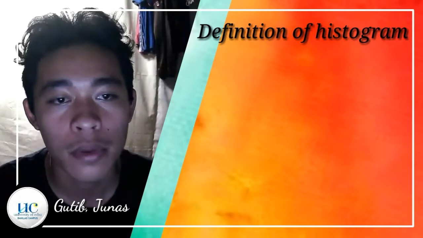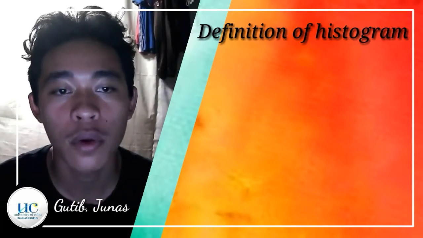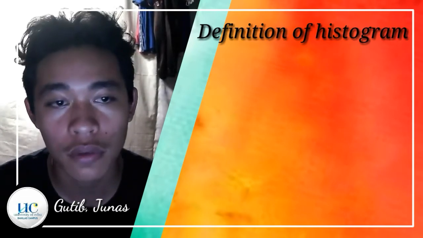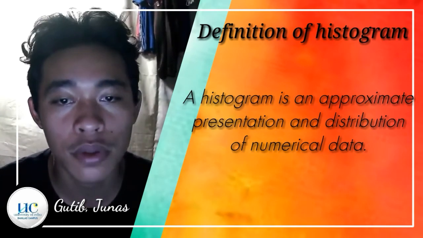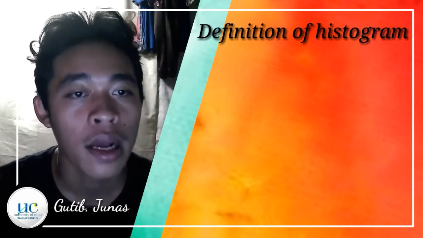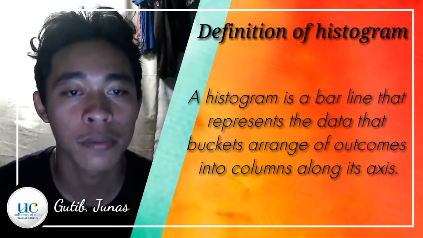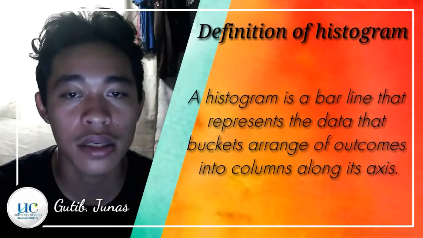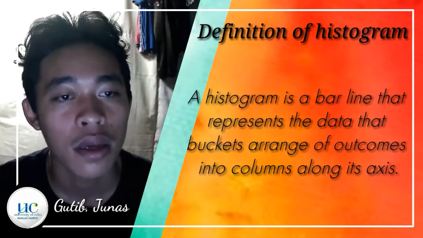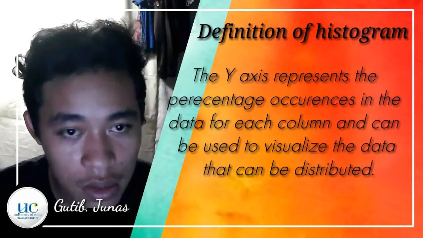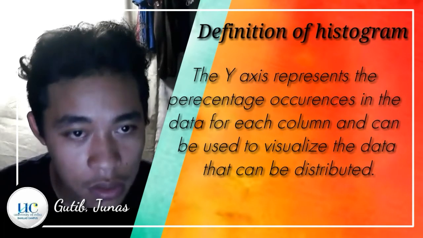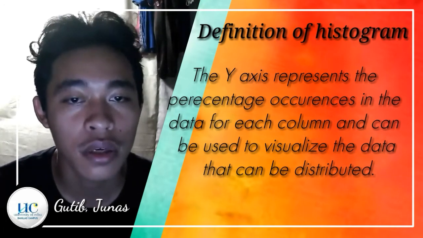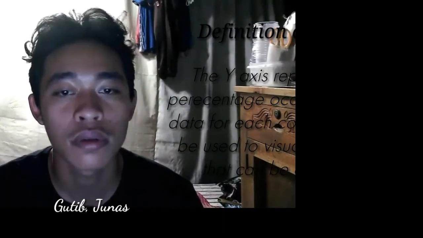Good day everyone, my name is Jonas Nazarito Gutiv and I'm going to report about the definition of a histogram. A histogram is an approximate representation of the distribution of numerical data. A histogram is a bar graph that represents data, bucketing a range of outcomes into columns along the x-axis. The y-axis represents the count or percentage of occurrences in the data for each column and can be used to visualize how the data is distributed.